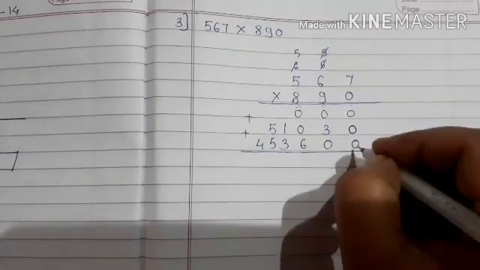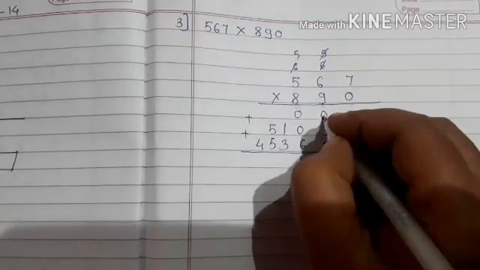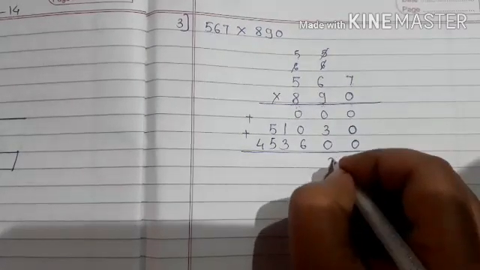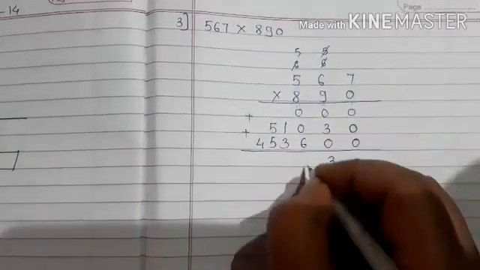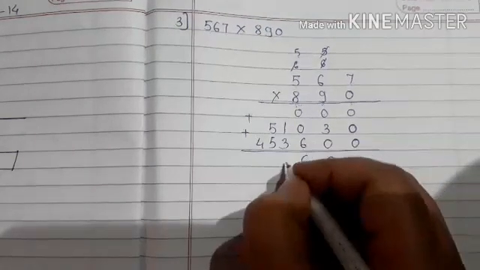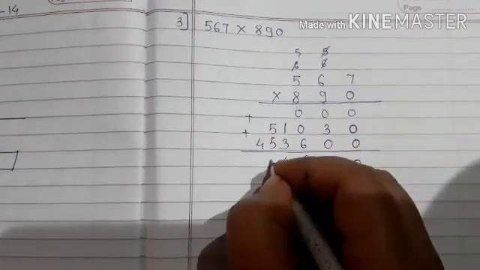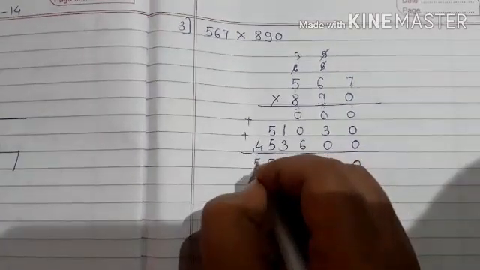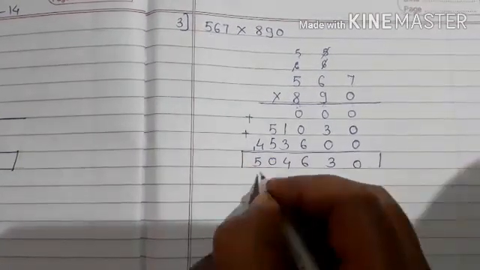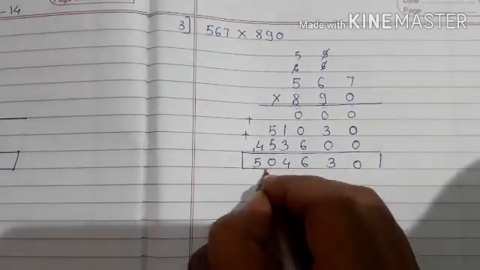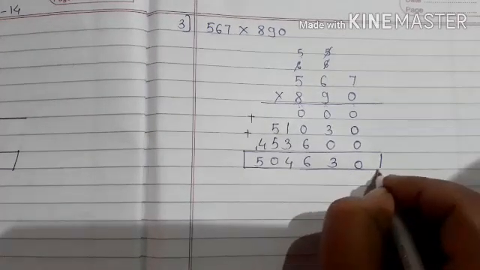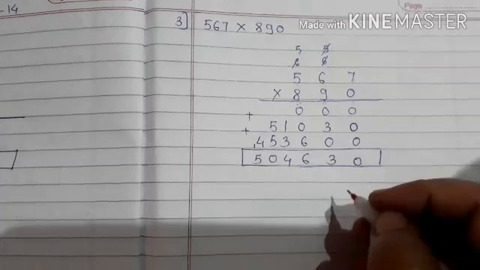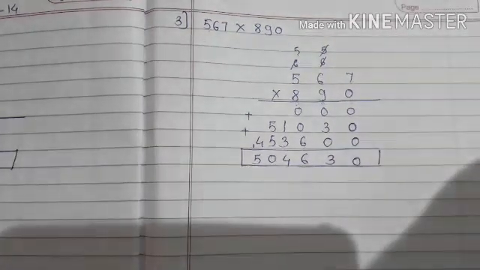So 0 plus 0 plus 0 is 0. 0 plus 3 plus 0 is 3. 0 plus 0 plus 6 is 6. 1 plus 3 is 4. 5 plus 5 is 10. Carry 1. So again 4 plus 1 is 5. So what is the answer? Yes, 5,04,630. So that is about the third one.